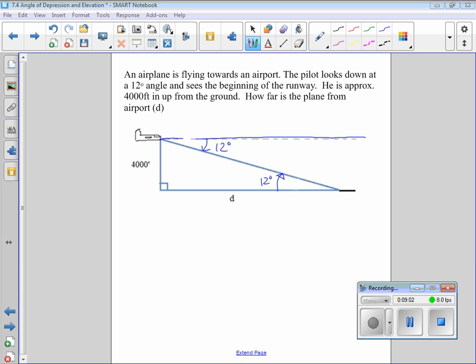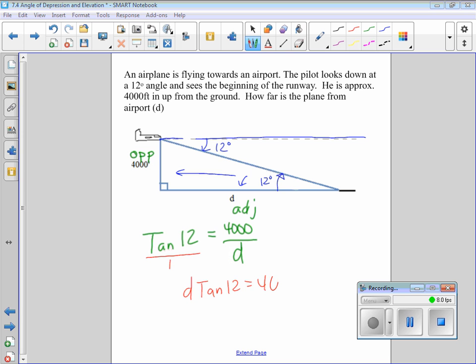I look at this and I say, okay, which trig function relates that side with that side? 4,000 is opposite, and D is adjacent. So let's write the trig function that relates opposite with adjacent. We draw our line, create a 1, cross multiply: D times the tangent of 12 equals 4,000. Then I divide both sides by tangent of 12, and that crosses that out, and I'm left with D equals 4,000 divided by the tangent of 12.